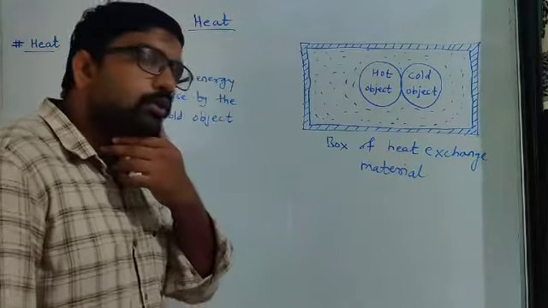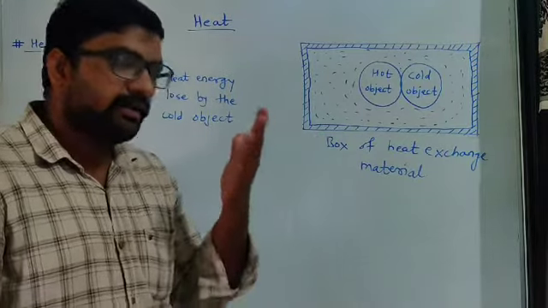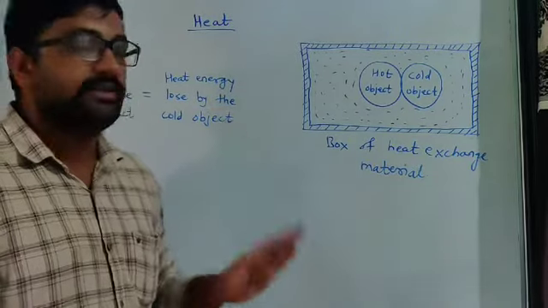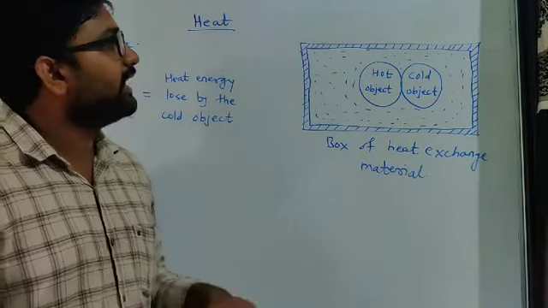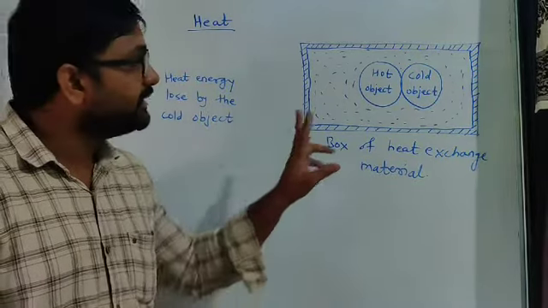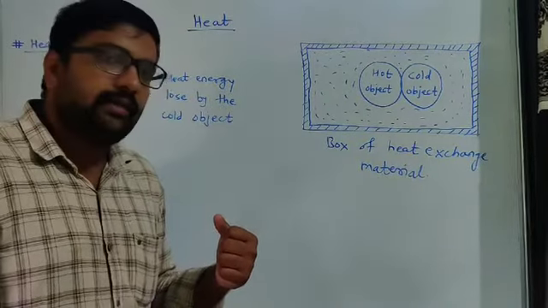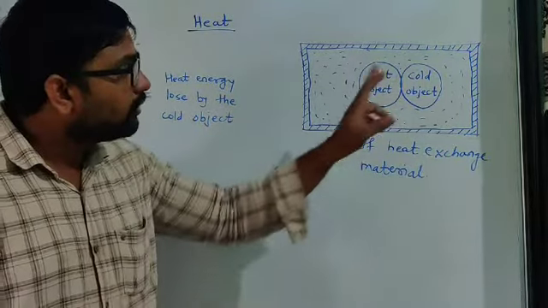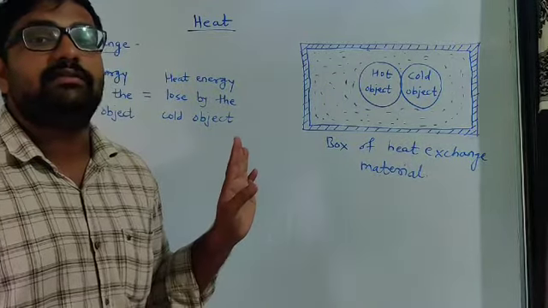If we keep two bodies in contact, one a hot object and one a cold object, then we know heat transformation takes place in this condition. Just as water flows from a higher height to a lower height, in the same way heat flow also takes place. Exchange of heat takes place in this case. How does this exchange of heat take place? It takes place from the hot object to the cold object.